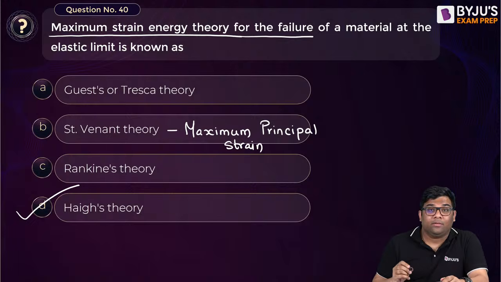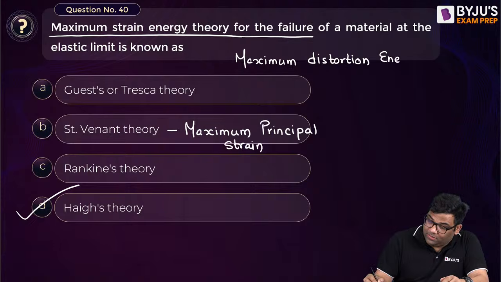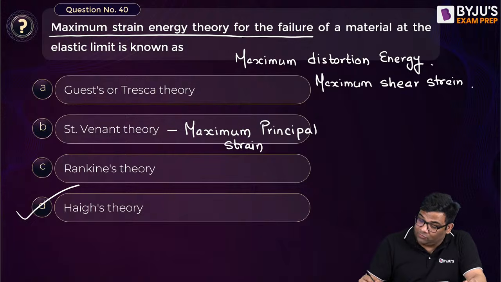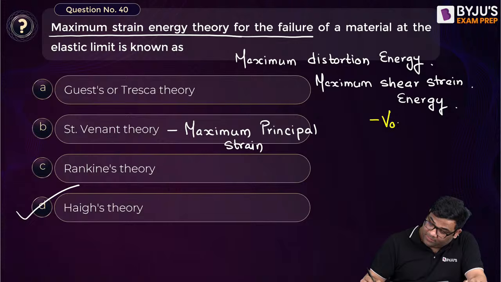Now there is another theory. That is your maximum distortion energy, or I can say maximum shear strain energy. Maximum distortion energy, you can say maximum shear strain energy. And that name is von Mises. The names are asked in the state exams, you should know them.